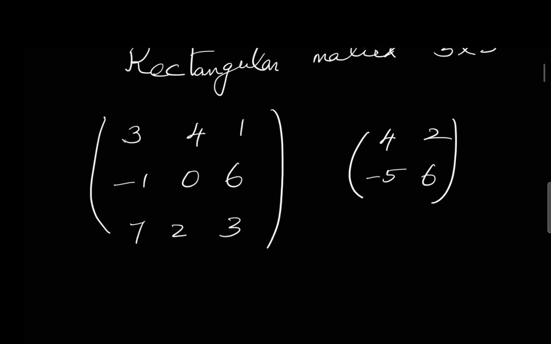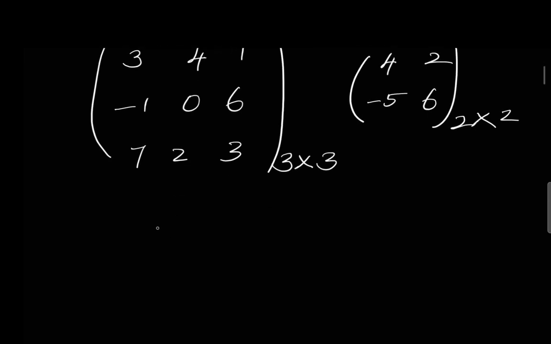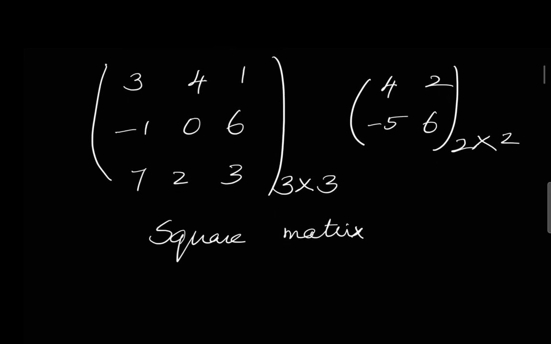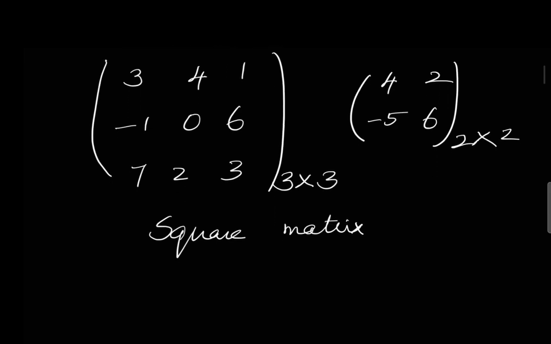This matrix has 3 rows and 3 columns. So this is denoted by 3 by 3 matrix. And this has 2 rows and 2 columns. This is a 2 by 2 matrix. When the rows and columns are equal, the arrangement is in the square shape. These 2 matrices are called square matrices. When rows and columns are different, that matrix is a rectangular matrix. If the rows and columns are the same, that matrix is a square matrix.